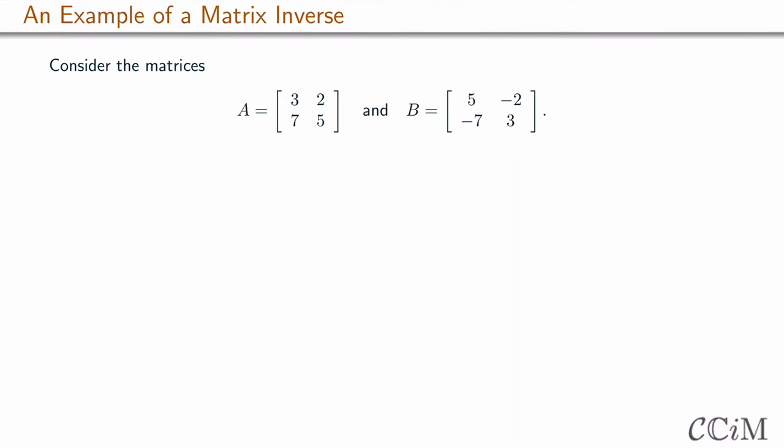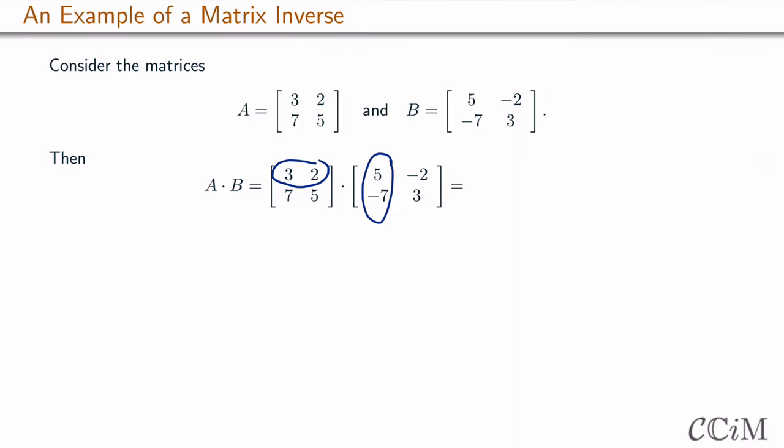So let's look at an example. Consider these two matrices A and B that are given right here. What is A times B? We multiply two matrices by taking the first row of A and multiplying it with the first column of B. So 3 times 5, that's 15. Plus 2 times negative 7, so that's negative 14. And then for the element next to it, we take the first row of A and the second column of B. So 3 times negative 2 is negative 6. 2 times 3 is plus 6, and so forth.